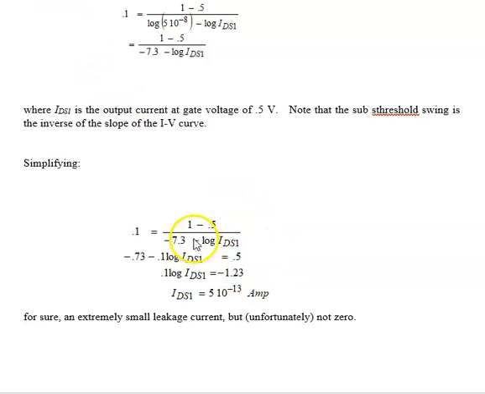And the minus sign comes from the minus sign here. And we get that IDS1 is 5 times 10 to the minus 13th amperes. How many microamperes is that? Well, we take away, say, 10 to the 6 or microampere. So we are still at a tiny, tiny value of current. But unfortunately, it's not zero.